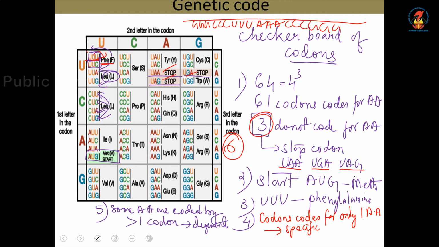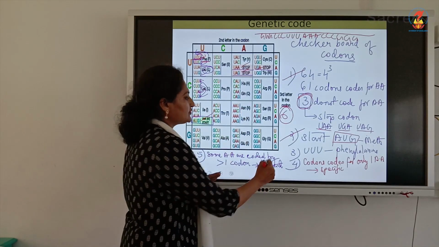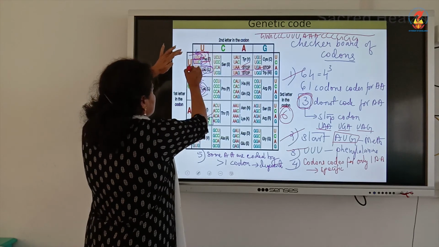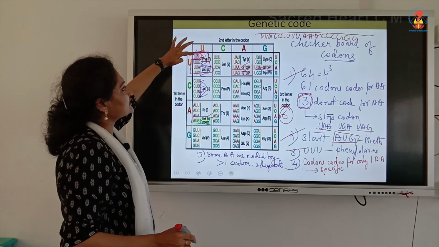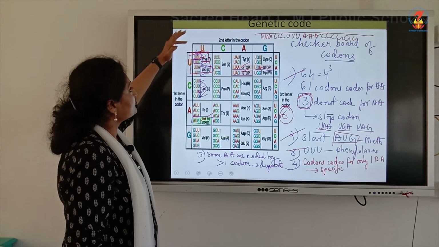Then, after the stop codon, the second feature is the start codon. The start codon is AUG and it codes for the amino acid methionine. So, the first feature was the stop codon, the second feature was the start codon. The third feature, from the first quadrant. In the first quadrant you get the third, fourth and fifth features.